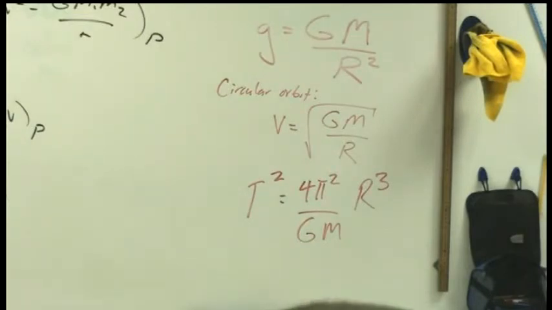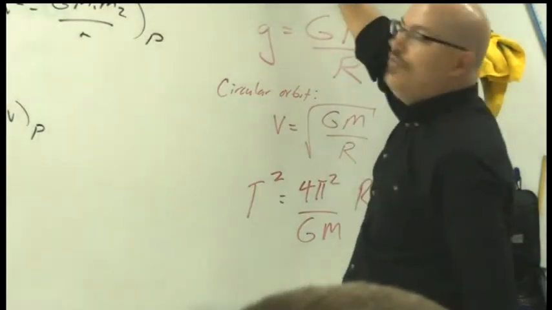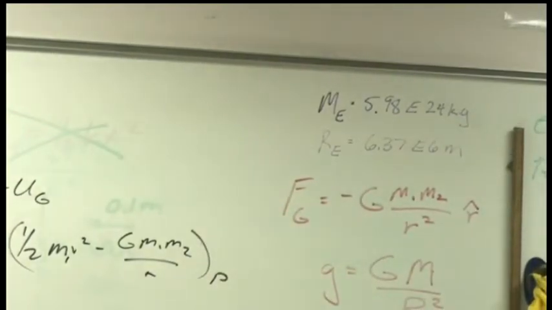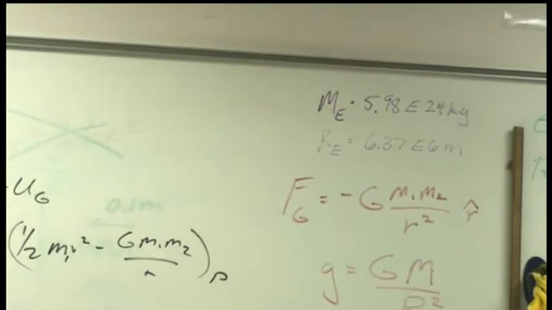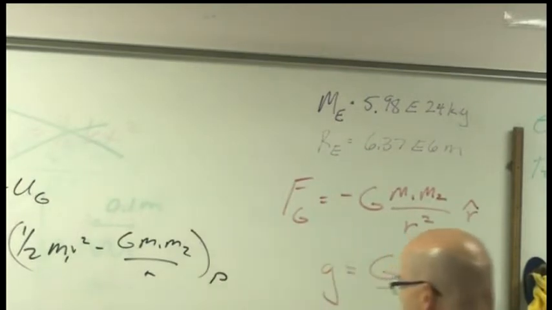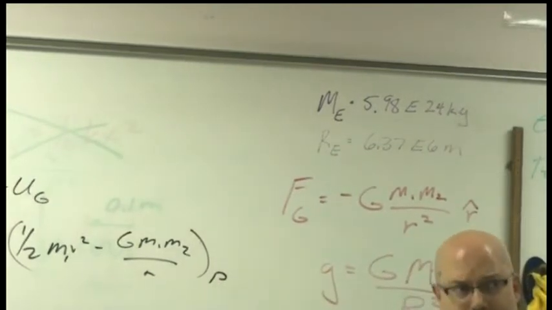Geosynchronous orbit with a time period of 24 hours is like 26,000 miles out. That's a long way. The radius of the Earth is 6,000 miles. That's 4.22 e to the 7th meters. So if the Earth is here, a geosynchronous orbit is way out here. It's a long way out.